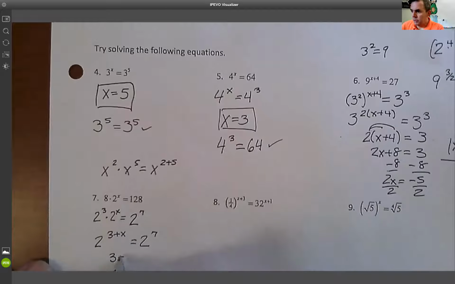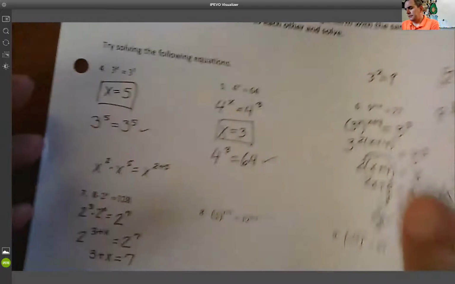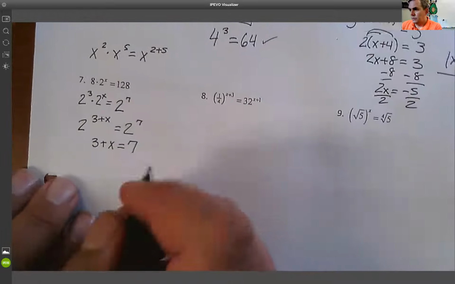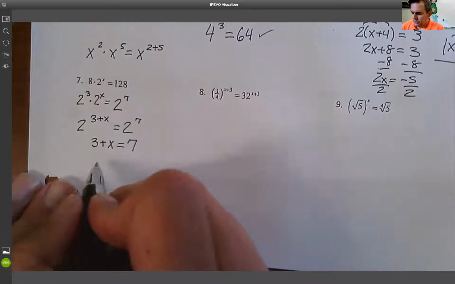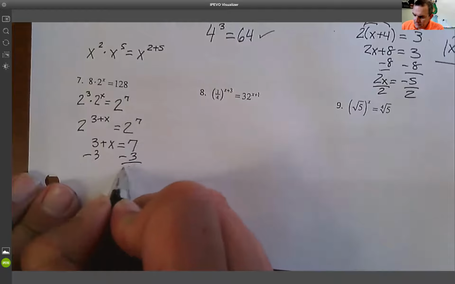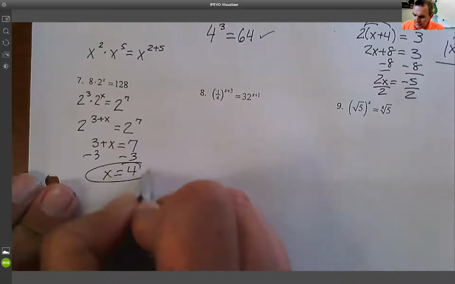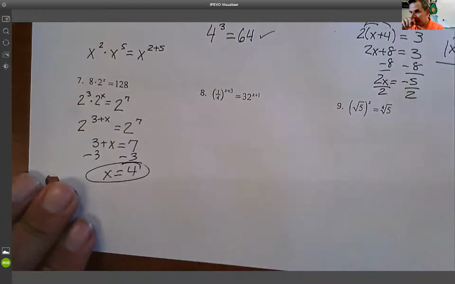Set the exponents equal to one another. 3 plus x equals 7. Solve. So 3 plus x equals 7. Subtract 3 from both sides. x equals 4. That's our answer. So again, if I plugged in 4, that'd be a true statement.